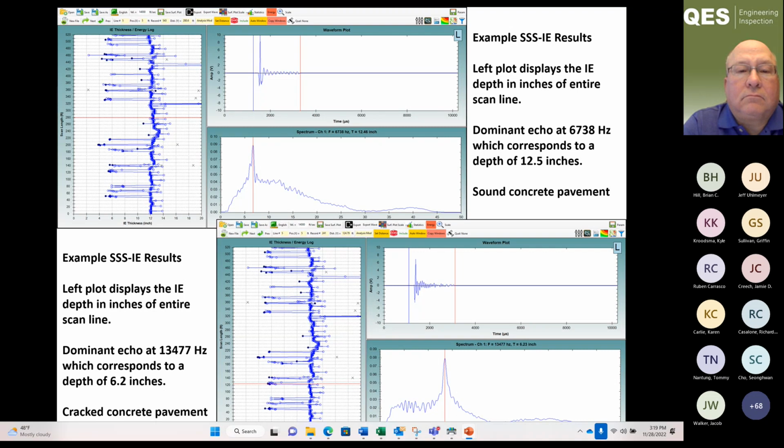In that bottom plot, you see a large shift in that resonant frequency. You can even see the shift in the time domain as far as the frequency of the response. On that lower plot, we have a resonant frequency of 13,500 hertz, and that corresponds to a concrete thickness of only about 6.2 inches. So that's an area where they had cracking, horizontal planar type cracking halfway through the pavement.